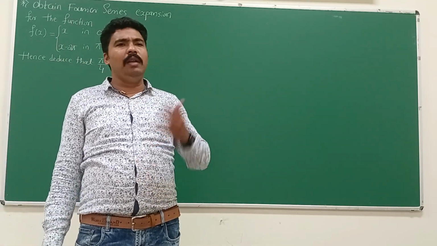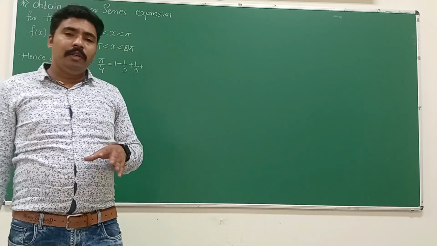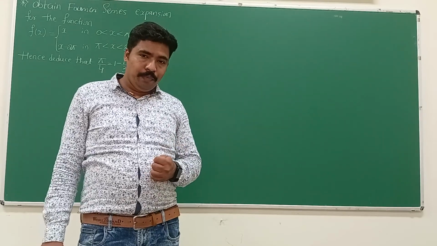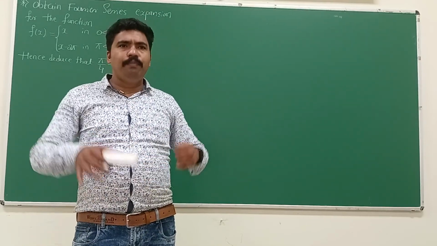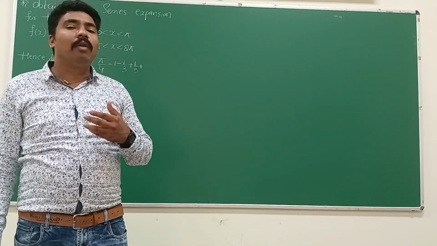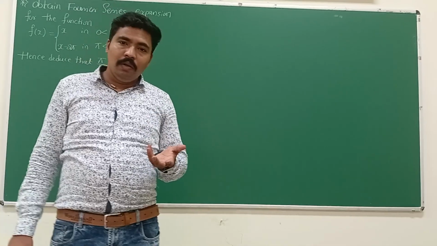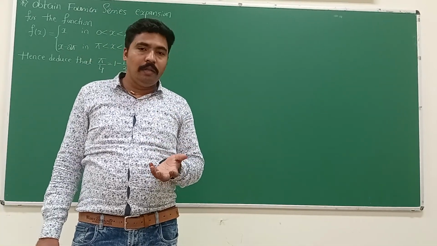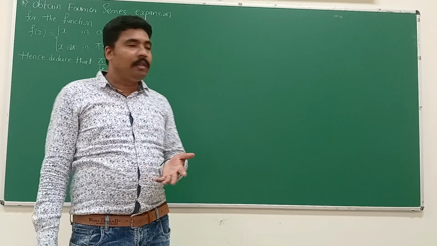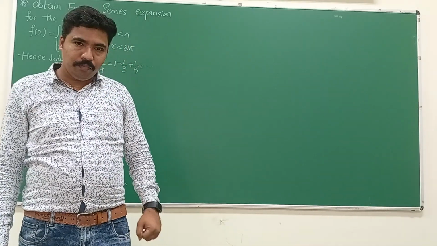In earlier problems, they give some function, we find the a0 value, the an value, and the bn value. For a simple problem it is okay, but for some difficult problems it takes a lot of time. If we know whether the function is even or odd, then we can easily reduce the steps. That is the even odd function concept in Fourier series.